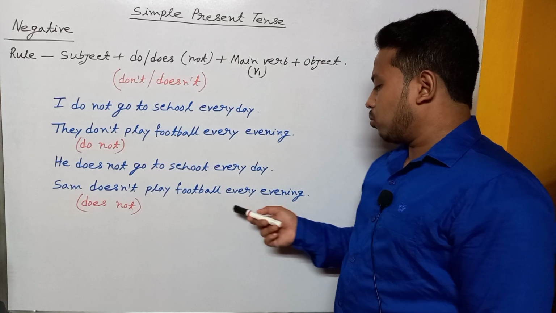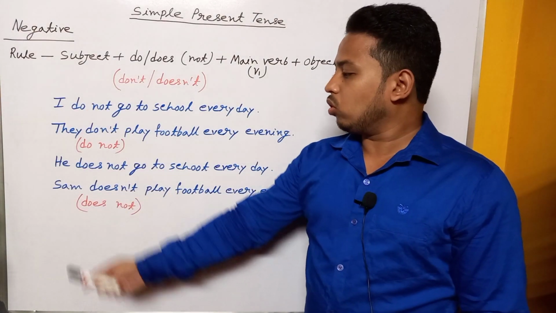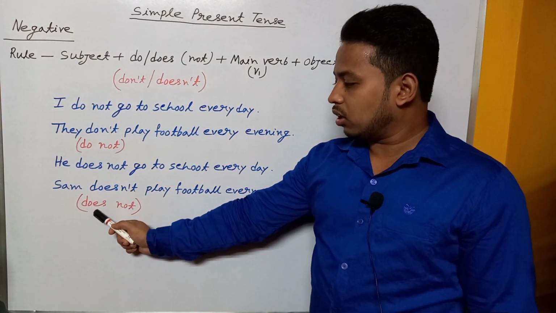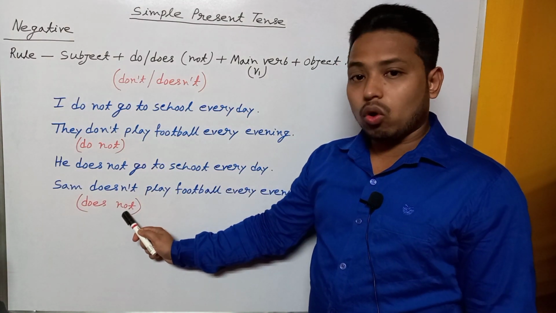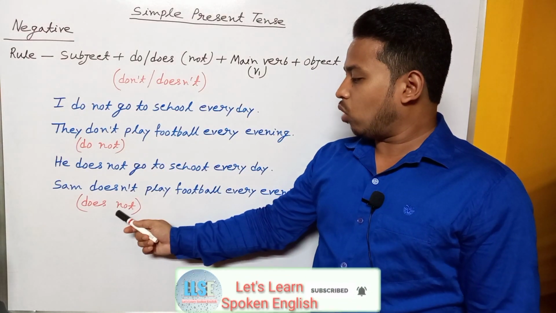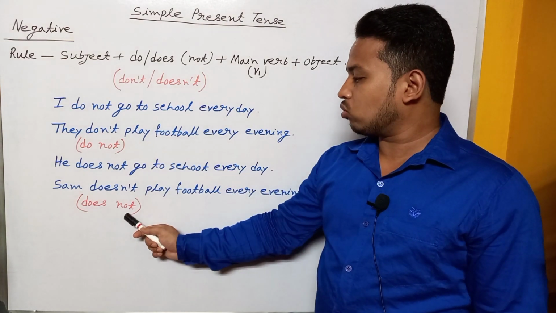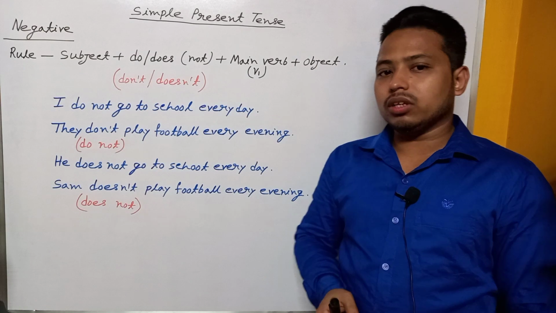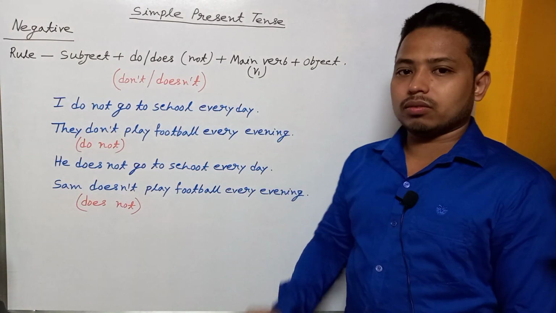Sam doesn't play football every evening. Sam, subject. Sam is a name, so it is a third person singular. That's why I write does helping verb with Sam. Then I write not because it is also a negative sentence. So I write not after does helping verb. Does not short form is doesn't. Play, main verb, means verb first form. Football every evening, object.